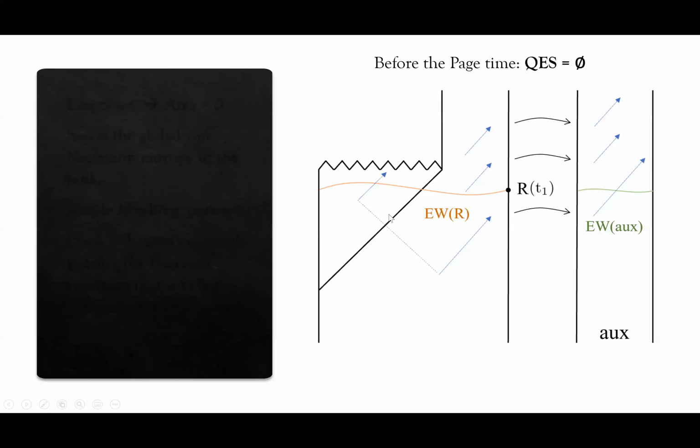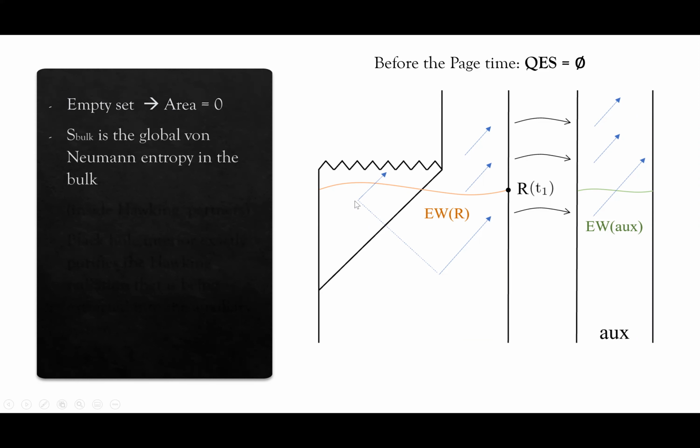So it's given by the empty set, so the area of that surface is going to be equal to 0, and the entropy contribution is going to be given by the inside partners of the Hawking radiation. Why only inside? Well, the outside partners, these little arrows here, are going to be transferred to the auxiliary system, and they're going to be separated from these inside partners, and therefore these inside partners are going to have some entropic contribution. And so will the outside partners, but only for the auxiliary system here.